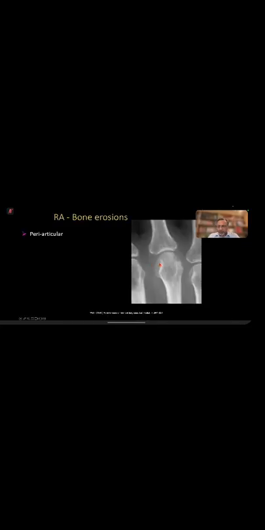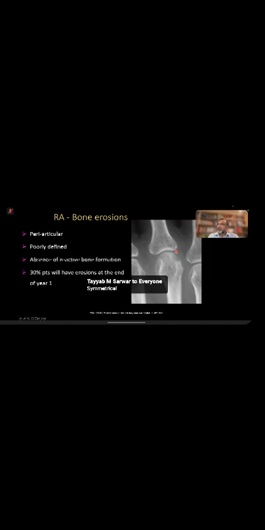Erosions are, as I said, periarticular in the bare area, but they can start anywhere. If the joint capsule inserts there, you can see the erosion. It is not really well defined, unlike gout. It starts as a very fluffy, ill-defined type of erosion. And there's another erosion at the base of the proximal phalanx. Again, the margins are not very sharp.